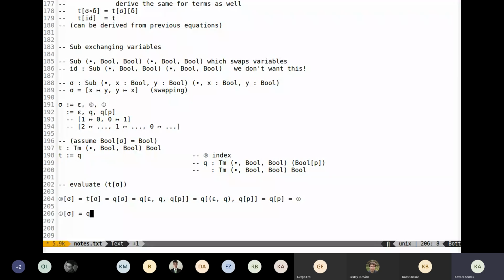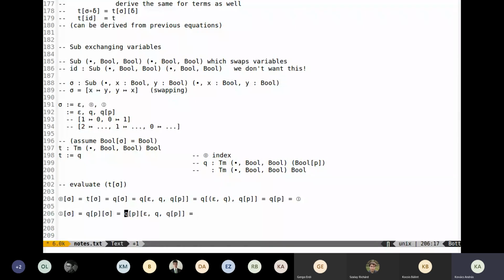So 1 is qp sigma. So this is the definition of 1. It's qp. Then we are substituting with sigma. And now we inline the definition of sigma. Okay, and what can we use now? And now we have to use the homework equation.